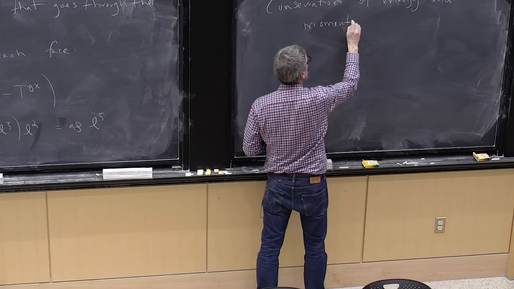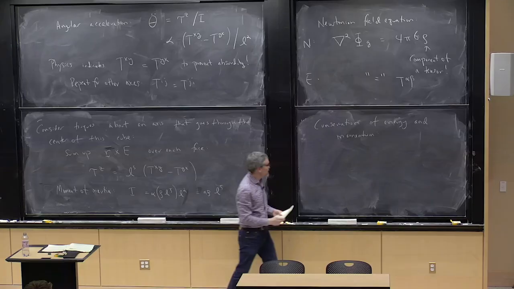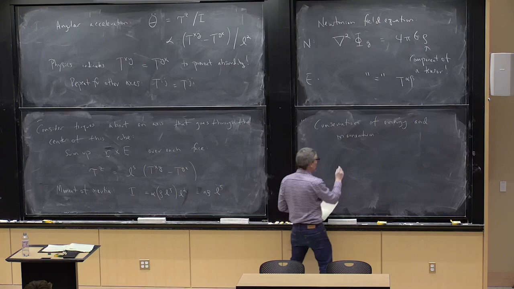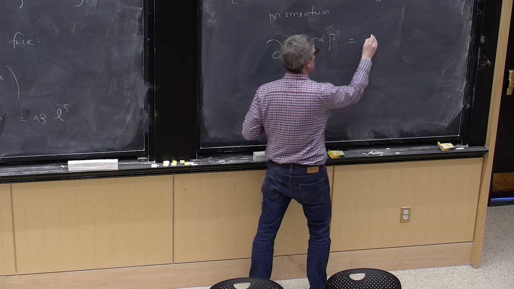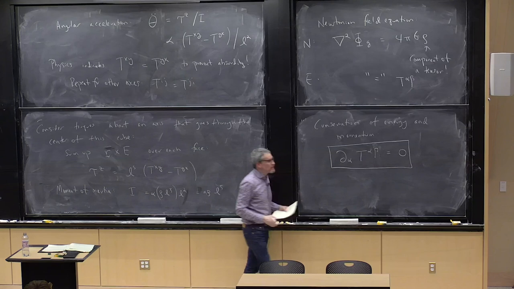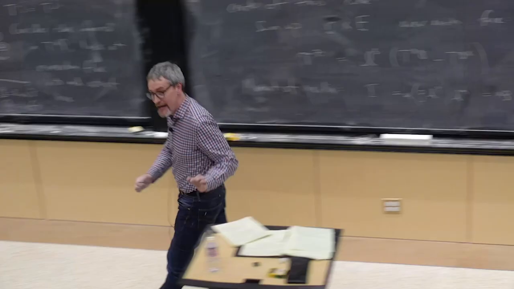And the way we're going to do this is with a remarkably simple equation. The space-time divergence of T alpha beta must equal zero. This is a covariant formulation of both conservation of energy and conservation of momentum.